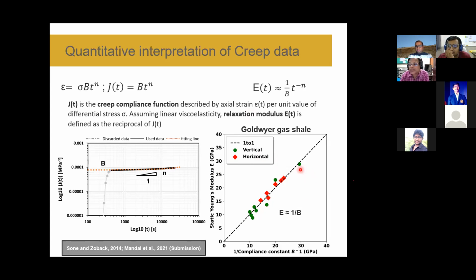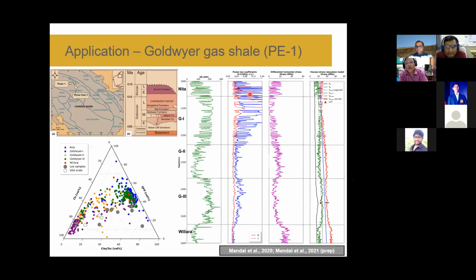Here in this example, I am trying to demonstrate that the creep is inversely proportional to the relaxation modulus, so that both creep parameters we can obtain can be used to derive our differential stress, with the equation I have shown previously.